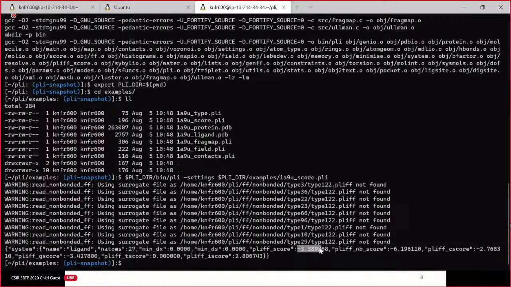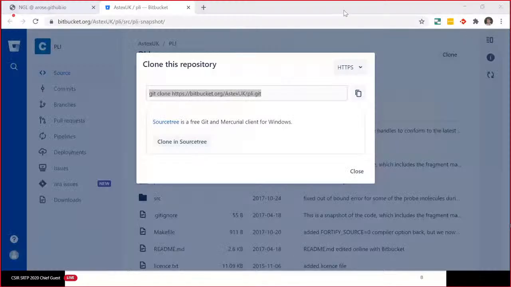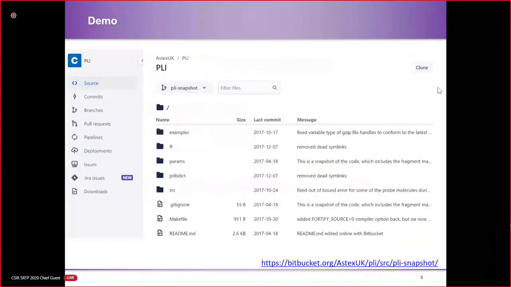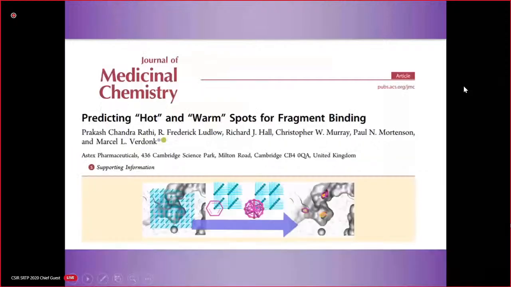And if you had many such complexes, you can run all of them, and then you can compare how good or bad they are, and you can rank them. So this was about PLIF. Let's see some other uses of PLIF.